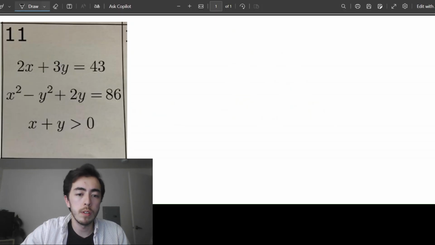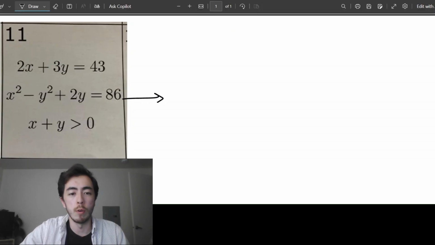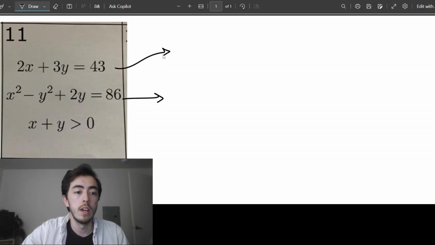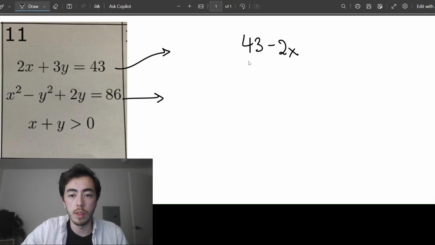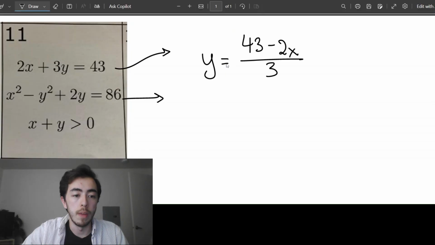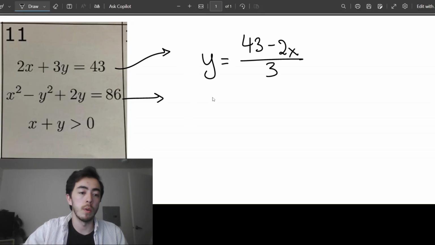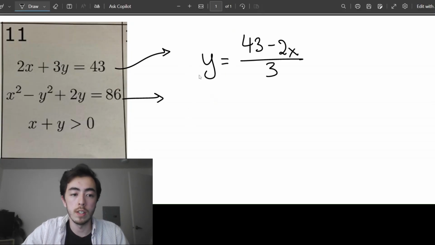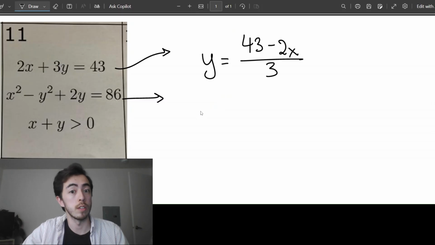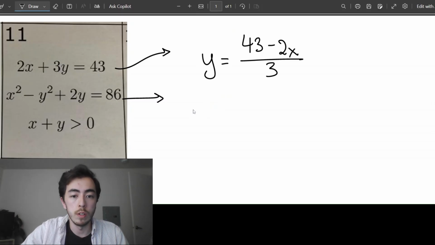Here, let me change these things into maybe more familiar formats. I want to try to just isolate y to see what happens. I could subtract the 2x to the right side and then divide both sides by 3. So this gives me some expression for the y. And then here, the most familiar way for me to write a circle is in the complete the square form. So I'll do x squared.